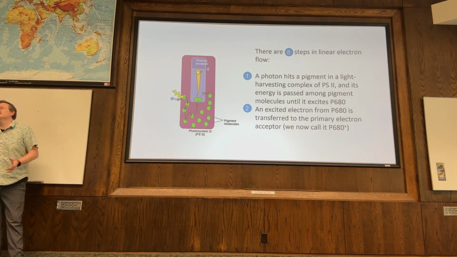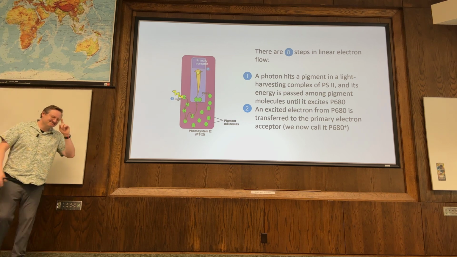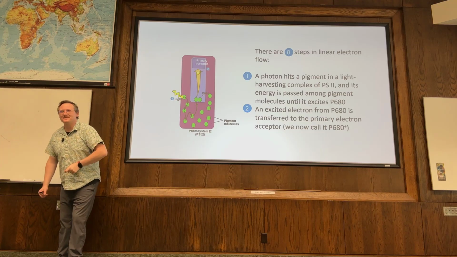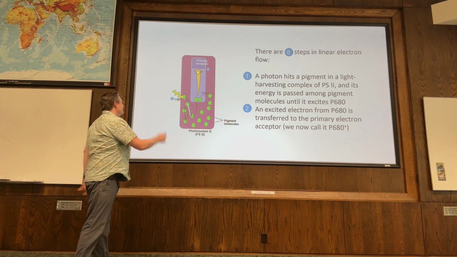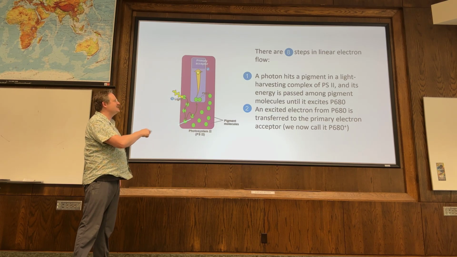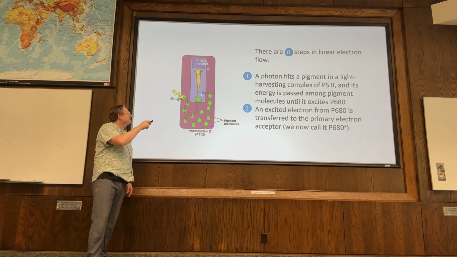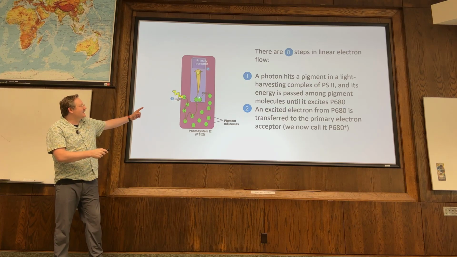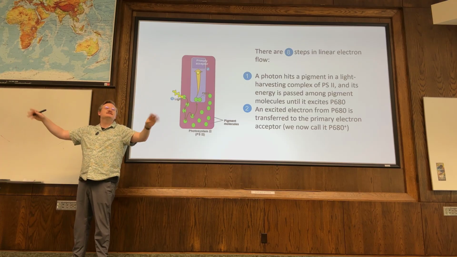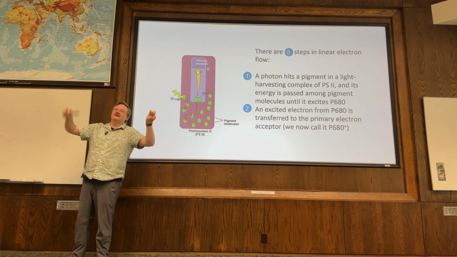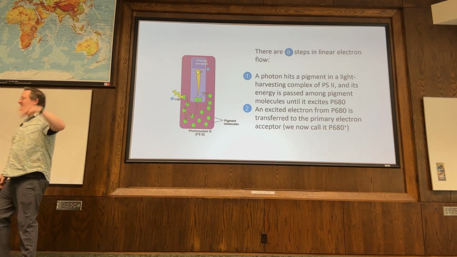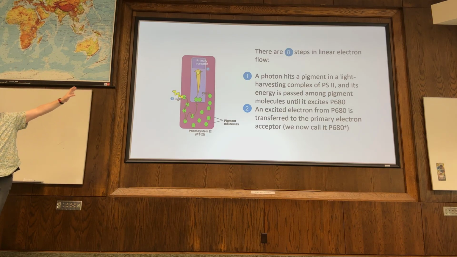The steps of linear electron flow. Here we go. Photon blasts photosystem 2. All this energy goes off. Eventually, the energy gets funneled into P680, and the electron from P680 gets kicked onto, just a nice, convenient term, the primary acceptor. All right? So remember primary acceptor, terminal electron acceptor. So the primary acceptor is going to take that electron.